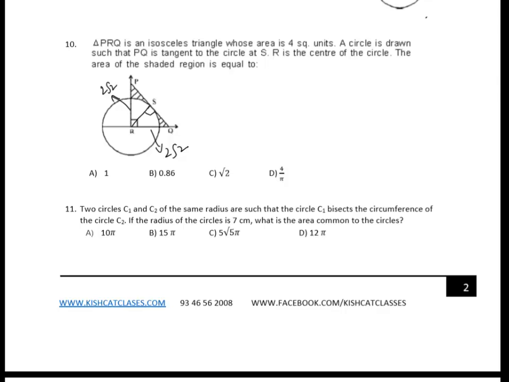Now, how much is PQ? 2 root 2 and 2 root 2. In an isosceles right angle triangle, if the side is S, then the hypotenuse is S root 2. So 2 root 2 into root 2, that is 4.